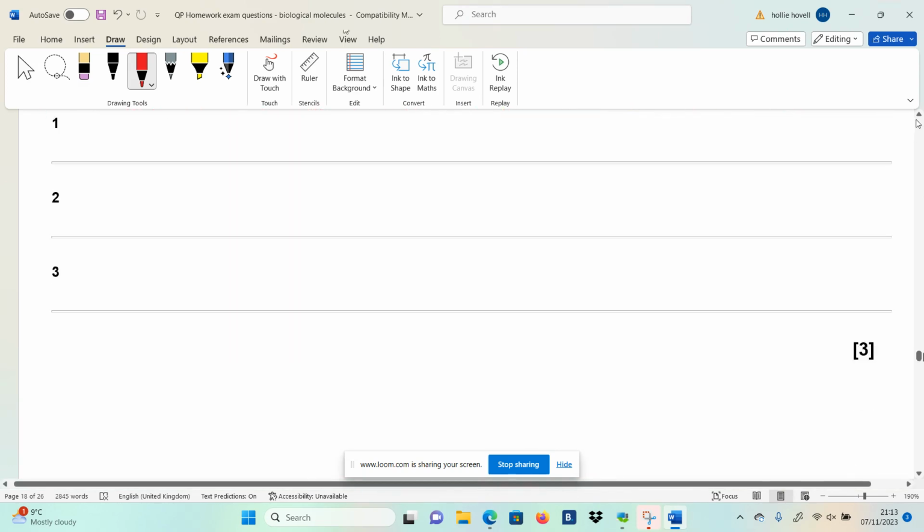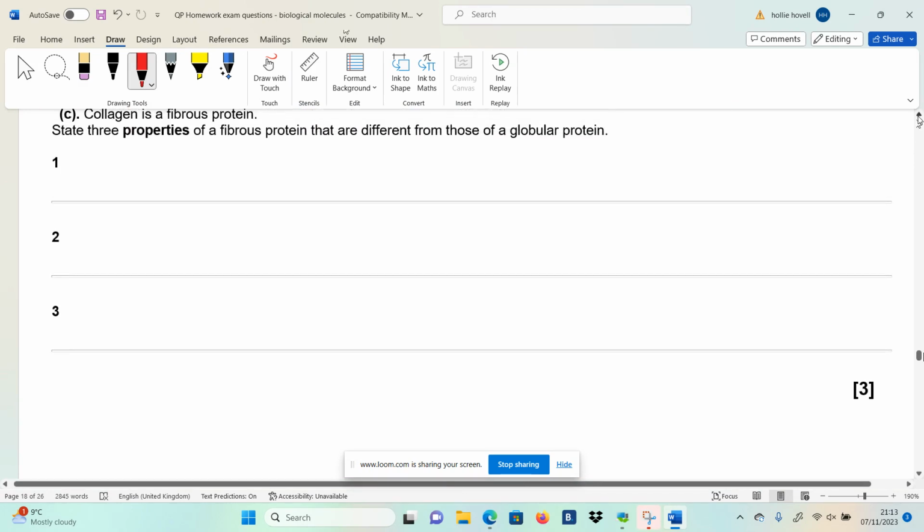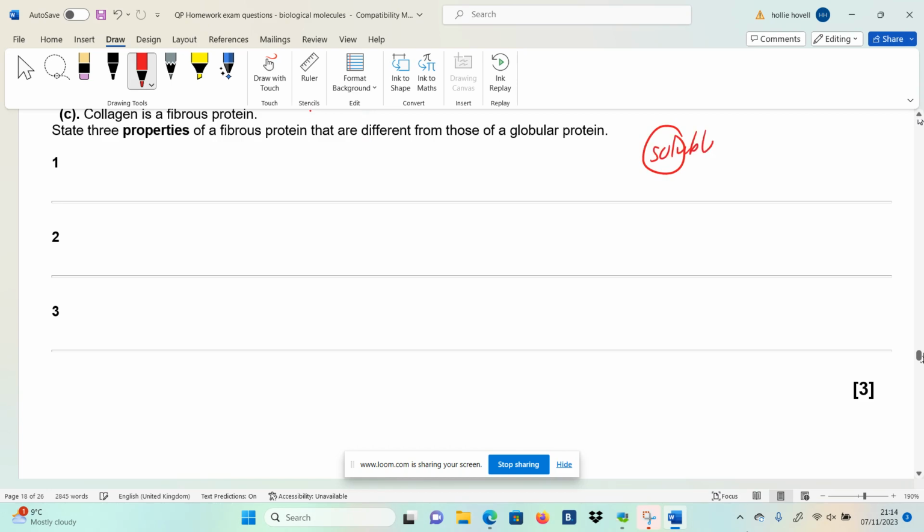Okay, next question is about the protein collagen. So collagen is a fibrous protein. Hemoglobin that we've just been looking at was a globular protein, and now we're moving on to collagen, which is a fibrous protein. Globular proteins are sort of round and therefore soluble, whereas fibrous proteins are these long ones and there's no way they're going to hide in amongst water molecules, so they're always going to be insoluble. So your first property of a fibrous protein that's different from globular is that they are insoluble.